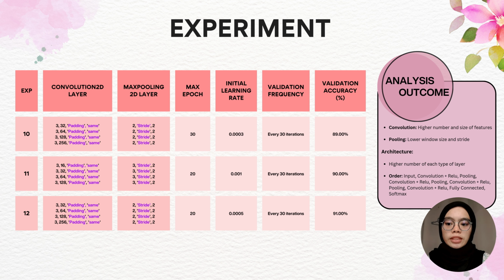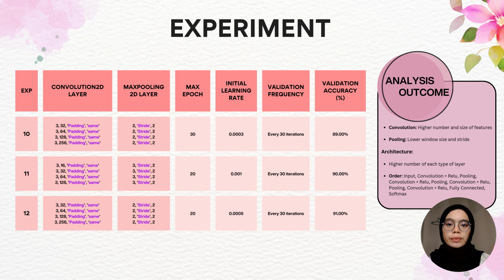For experiment 11, we use 4 convolutional layers with 16, 32, 64 and 128 filters with 3 times 2 max pooling layers with 20 epochs with a learning rate of 0.001, and validation accuracy is checked every 30 iterations, and we achieve a validation accuracy of 90%.